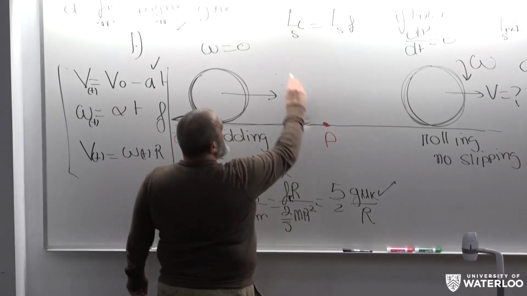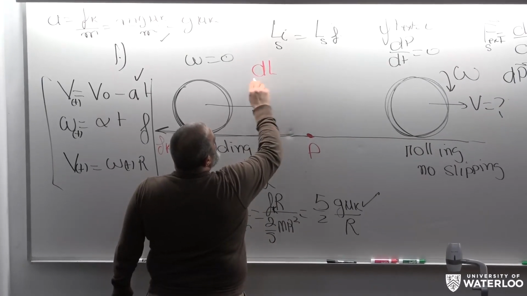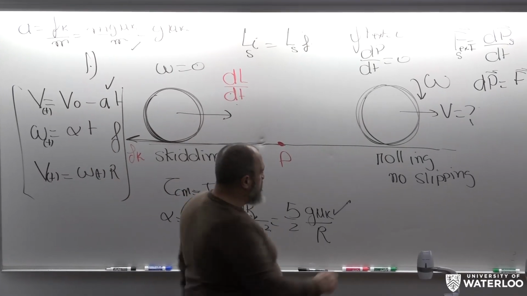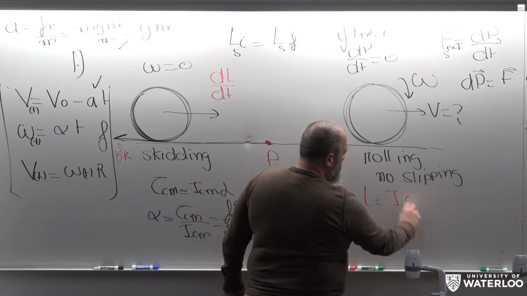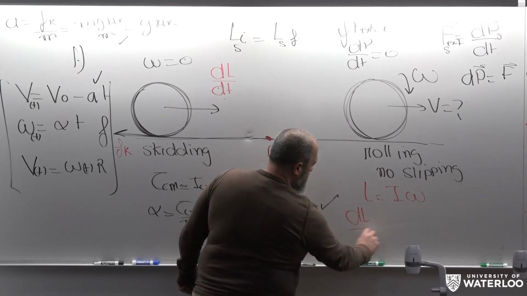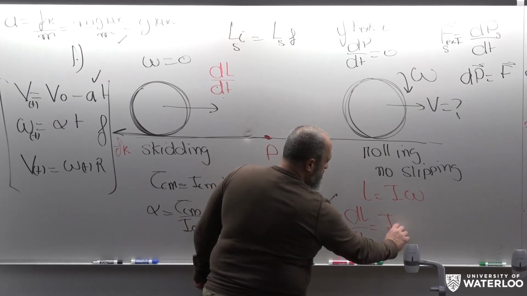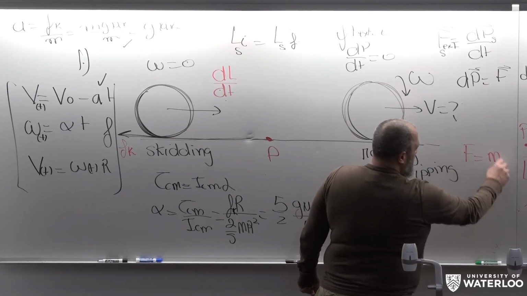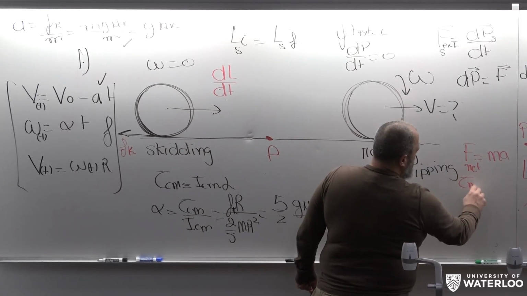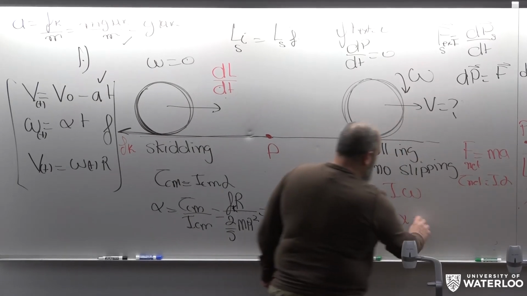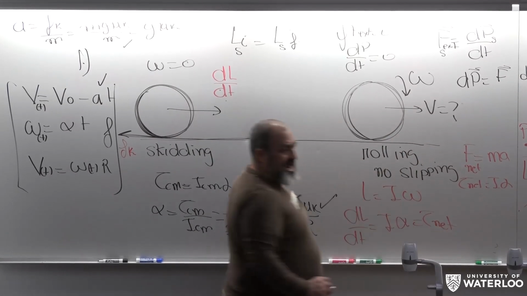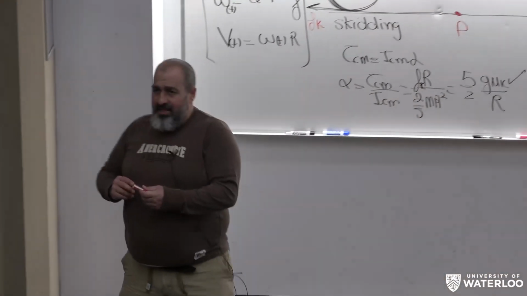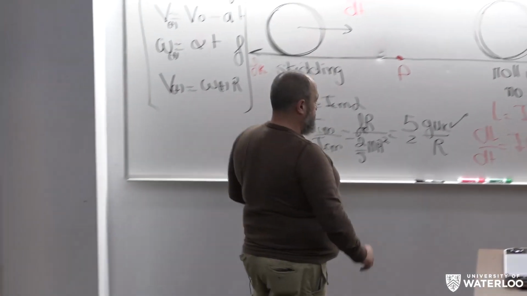dL by dt, this is point P. By the same token, by the way, guys, we didn't talk about this, but what is L equal to? L is I omega. What is dL by dt? I alpha. And what is I alpha equal to? F equals ma, F net, and tau net is equal to I alpha. So that's tau net. Now, what is missing in this discussion is the fact that angular momentum and torque and moment of inertia need a point of reference.